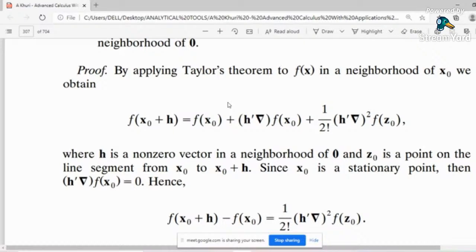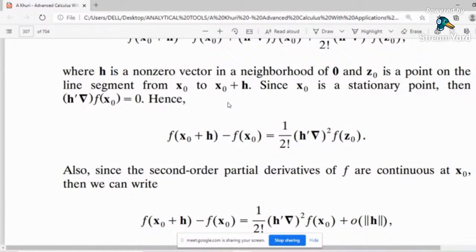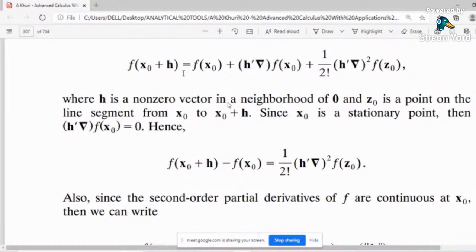That means it should be a smooth edge point. It should be either a maximum or minimum or saddle point. So let us rearrange this theorem statement. We can see that f of x naught plus h minus f of x naught equals half into, what is that, 1 by 2 factor, because the second term becomes 0, because we are considering only stationary points. So this term will become 0.